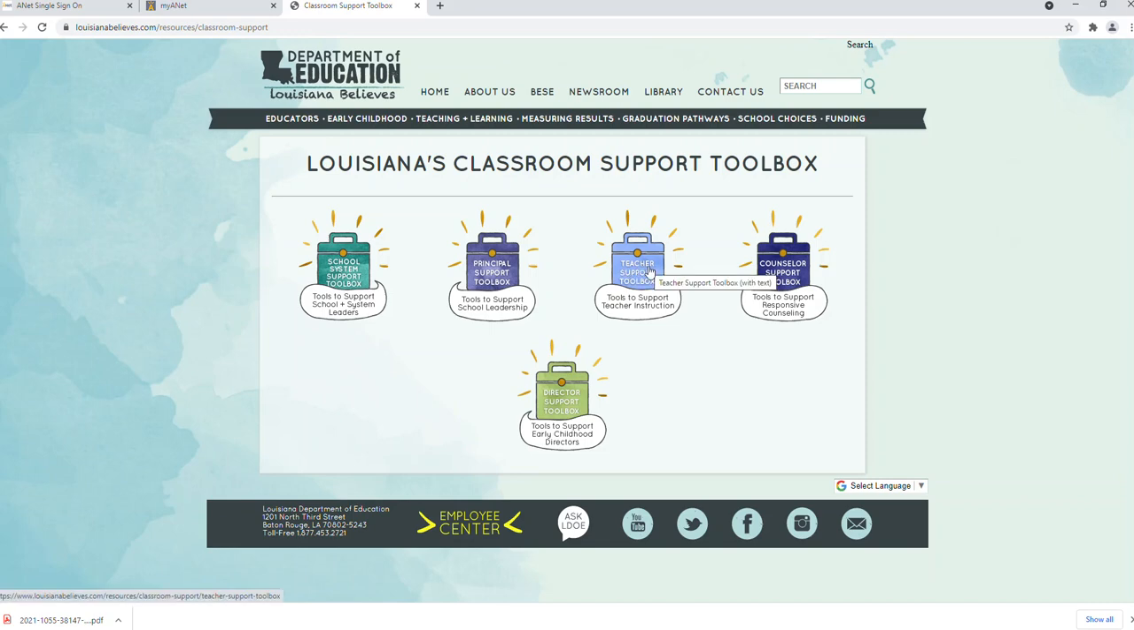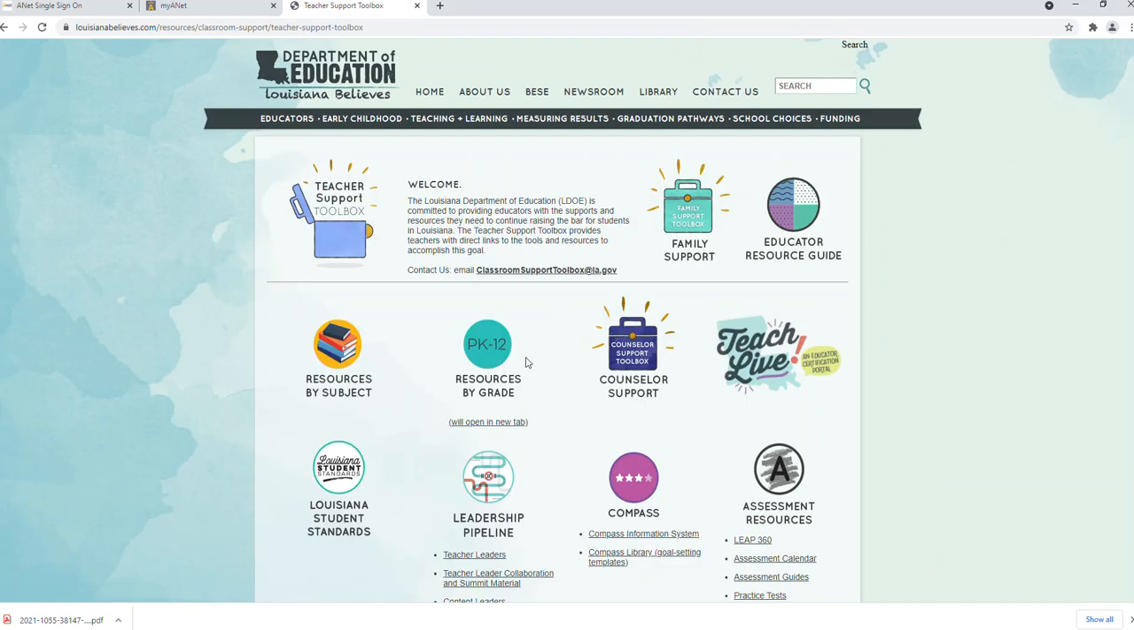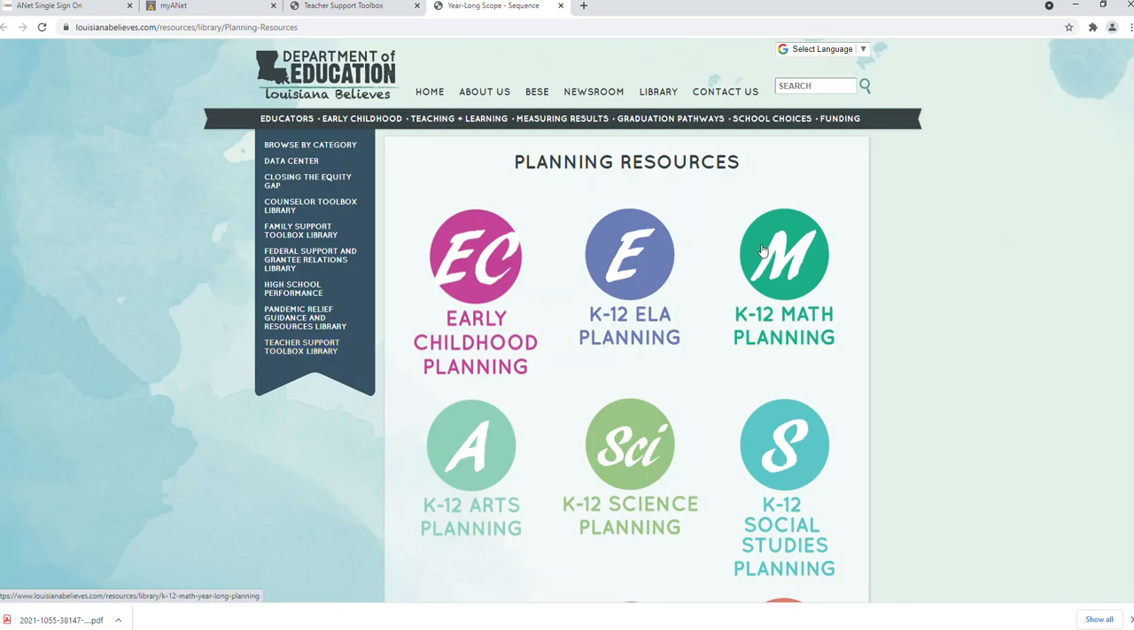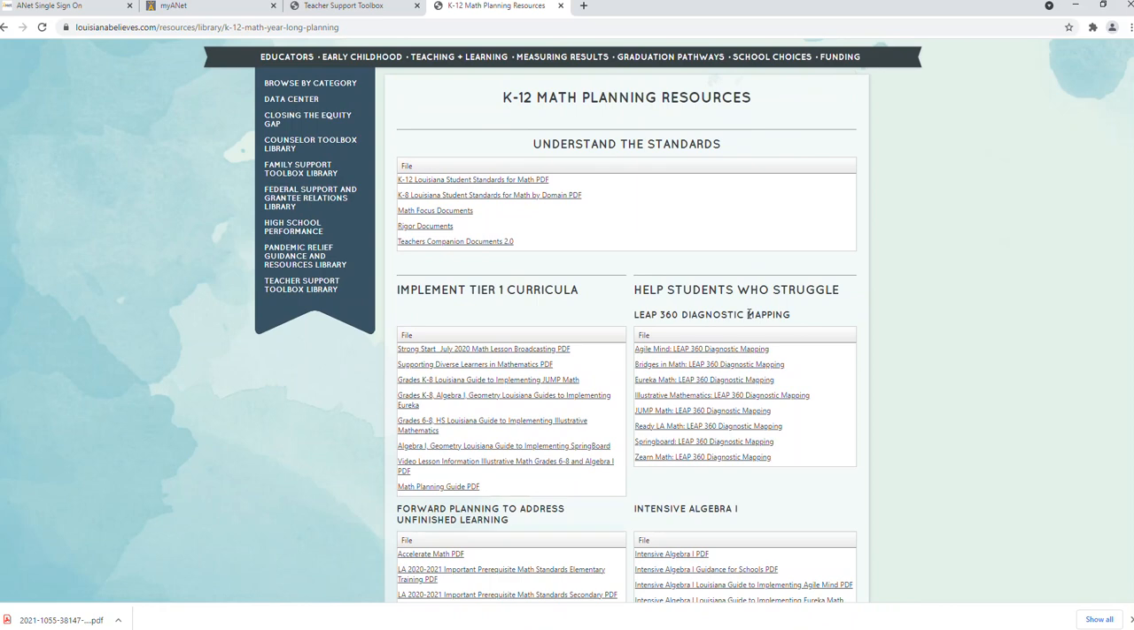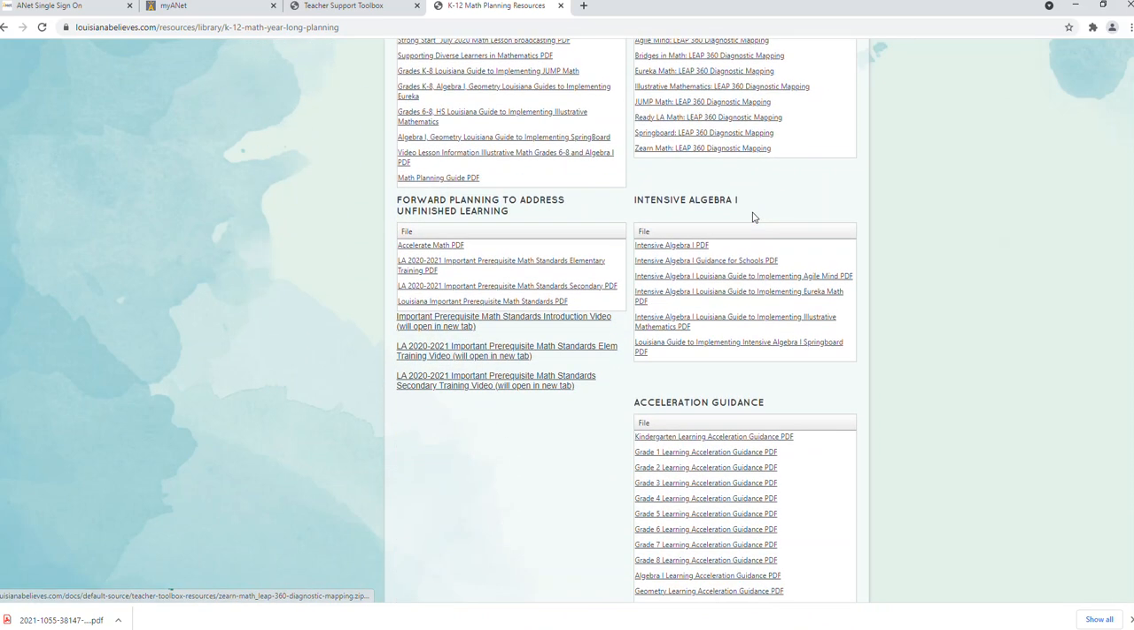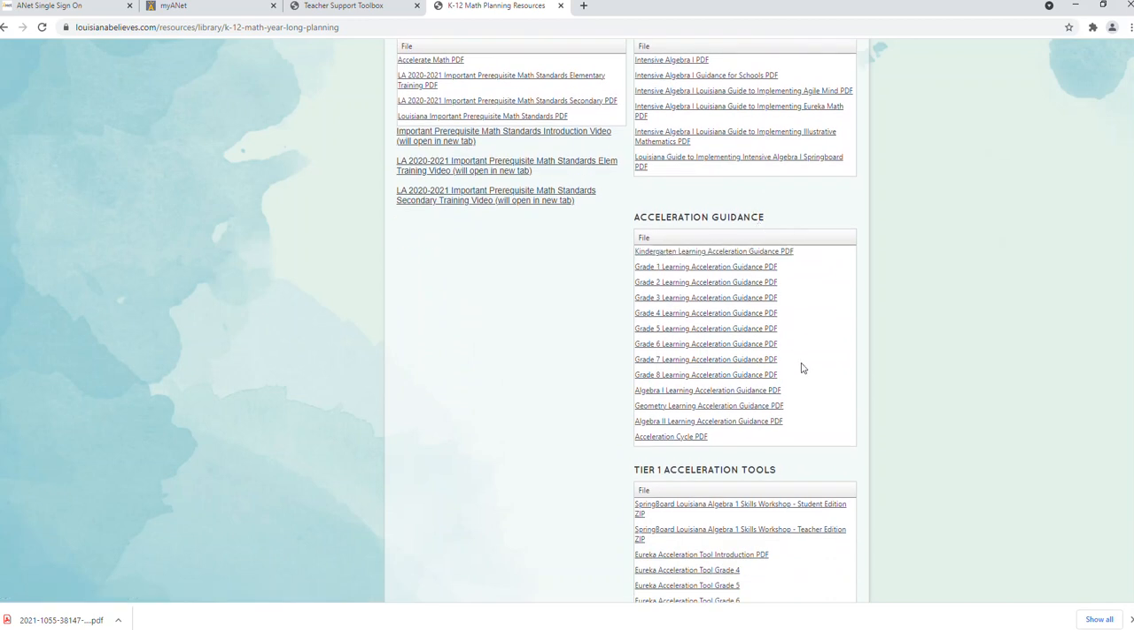Click on Teacher Support Toolbox, and then we're going to go ahead and click on Resources by Subject. So when I go to Resources by Subject, I'm going to go to K-12 Math Planning. So let's go to K-12 Math Planning. And there's all kinds of information that can help you throughout the school year. What I want to look at though is the one that says the acceleration guidance.